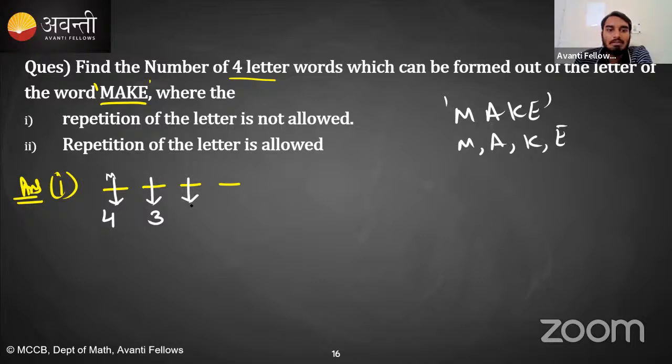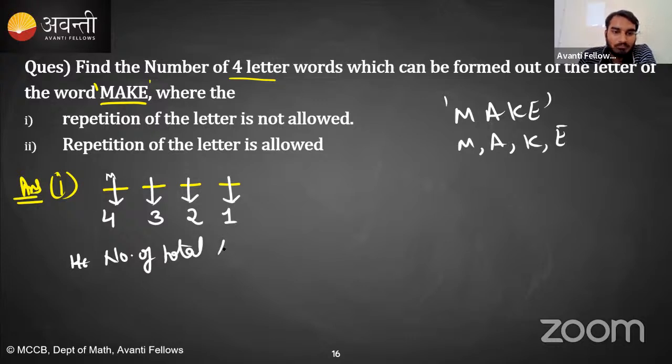Similarly, for the third letter, we have 2 choices corresponding to each of these. For the last letter, if we have used the first 3 positions, how many choices are we left with? Only 1. Clear? So how many ways are there? The number of total letters is 4 into 3 into 2 into 1.